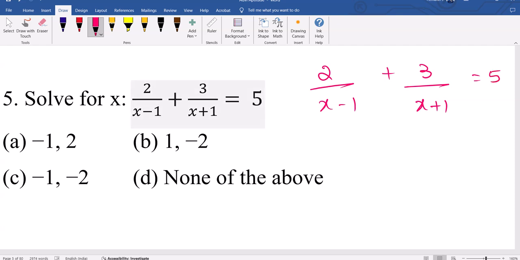Basic mathematics required. See, when the denominator is x minus 1, x equal to 1 is not allowed, right? If x equal to 1, what will happen in the first term? 2 divided by 0, unknown, infinite will come. When x is minus 1, 3 divided by x plus 1 becomes infinite. So x value 1 and x value minus 1 are not allowed. So all options are wrong. None of the above.